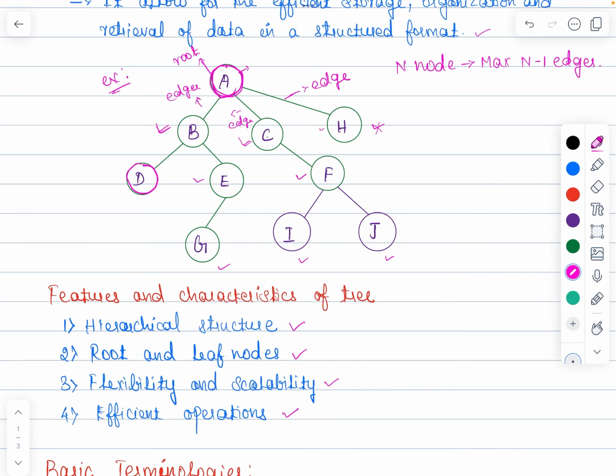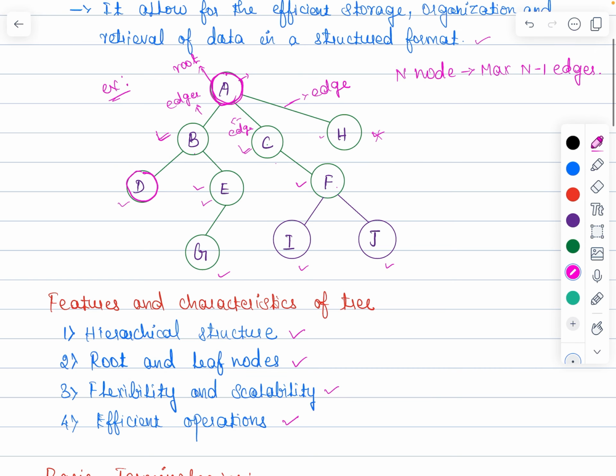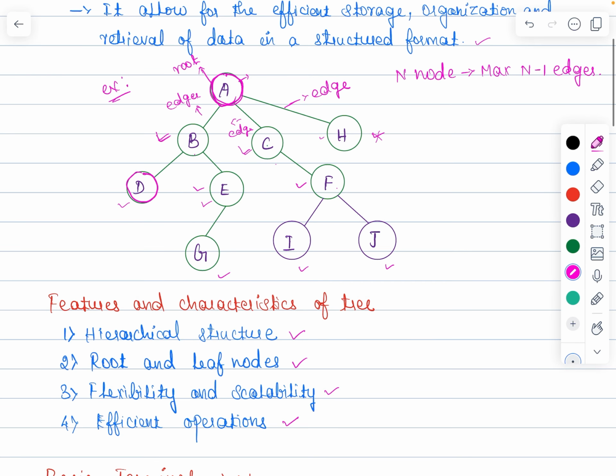If you check, B, C and H are acting as child nodes for A. The nodes D and E are child nodes for the parent B, and E is a child node for the parent C, G is the child node for parent E, I and J are the child nodes for parent F. So any node which has a parent, we call a child node. For example, the child nodes for B.